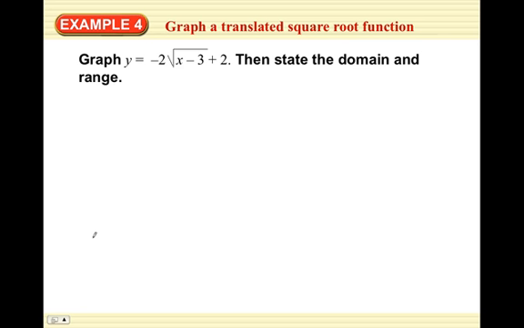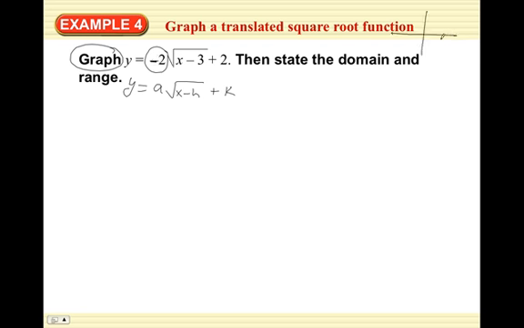We're going to go to example 4. We're going to graph something that looks like this. So that's why you have to know this: y equals a square root of x minus h plus k. Alright, so tell me a few things here. This a is -2. What does that tell you? Since it's negative, it tells you it's a reflection.